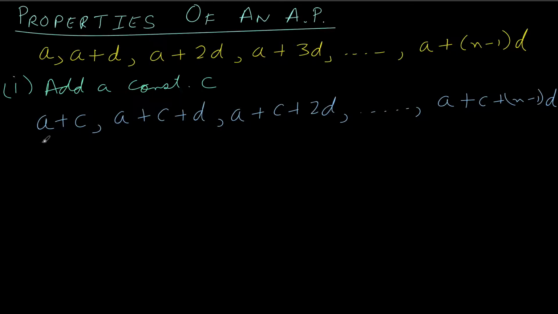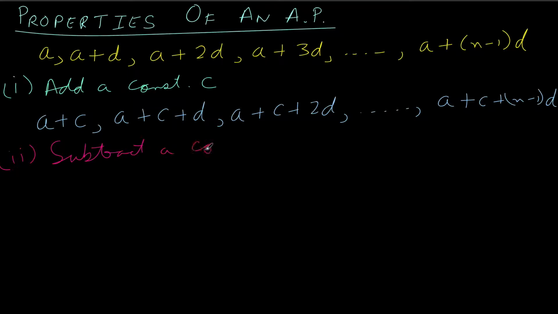So what is happening here? This sequence that we obtain if we add a constant C to every term of an AP is still an AP. If you subtract these two terms, what is the difference? D. So if you add a constant to an AP, the sequence still remains an AP. Only the first term changes, the C gets added to it, but the common difference remains the same and the sequence also remains an AP.